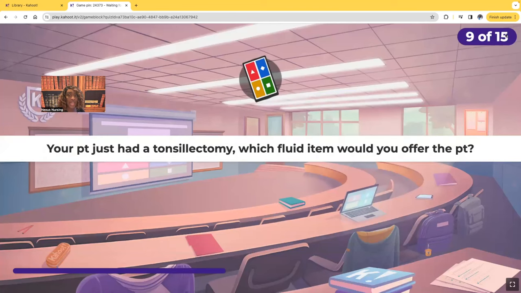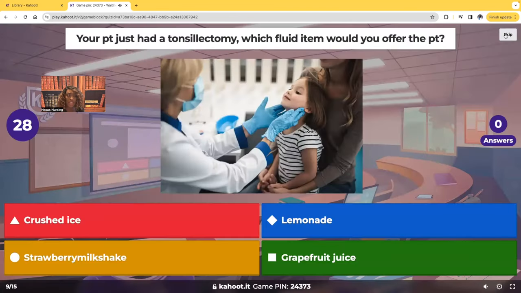All right, your patient just had a tonsillectomy. Which fluid item would you offer the patient? Would it be crushed ice? Would it be lemonade? Would it be strawberry milkshake or grapefruit juice? Your patient just had a tonsillectomy. Which fluid item do you think is best to offer the patient?